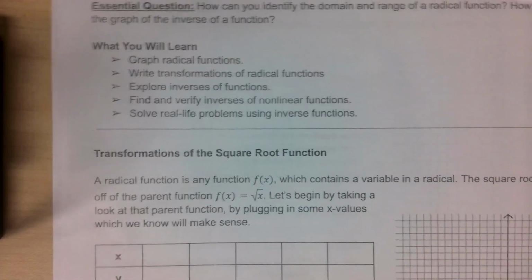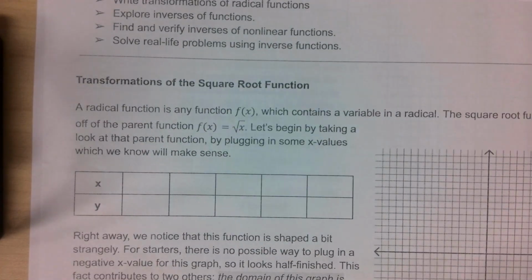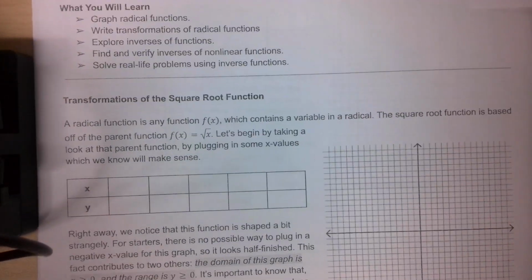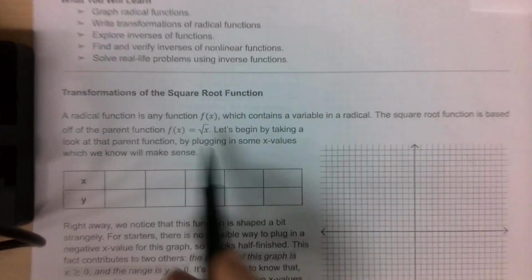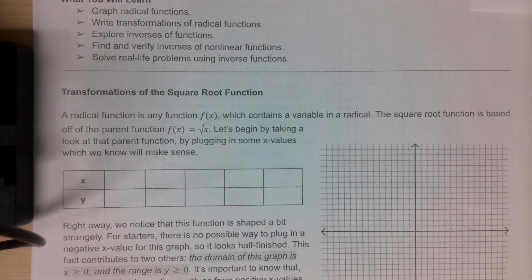A radical function is any function we call f of x which contains a variable inside of the radical. So, for instance, the square root function is a radical function because it's based off of f of x equals the square root of x. We're going to start by taking a look at the parent function and then figure out how to transform it.